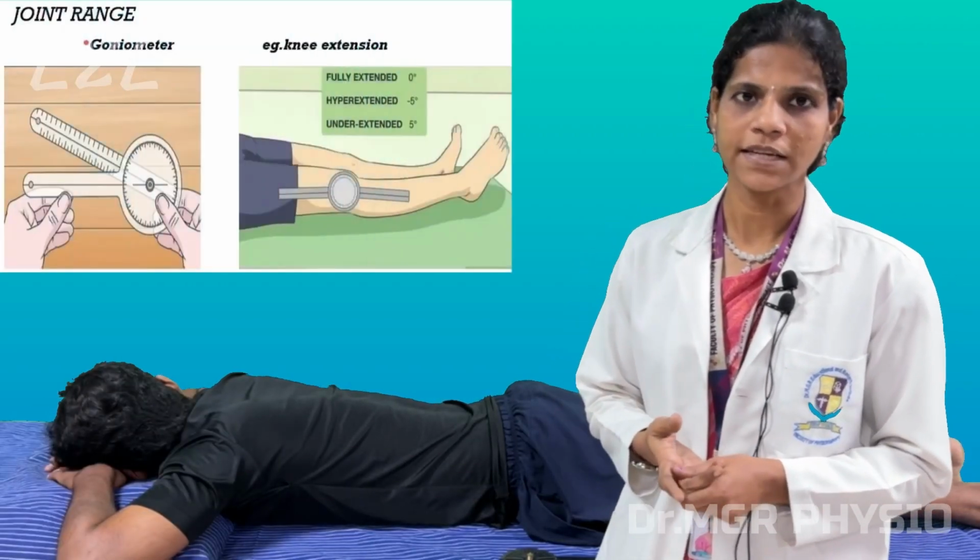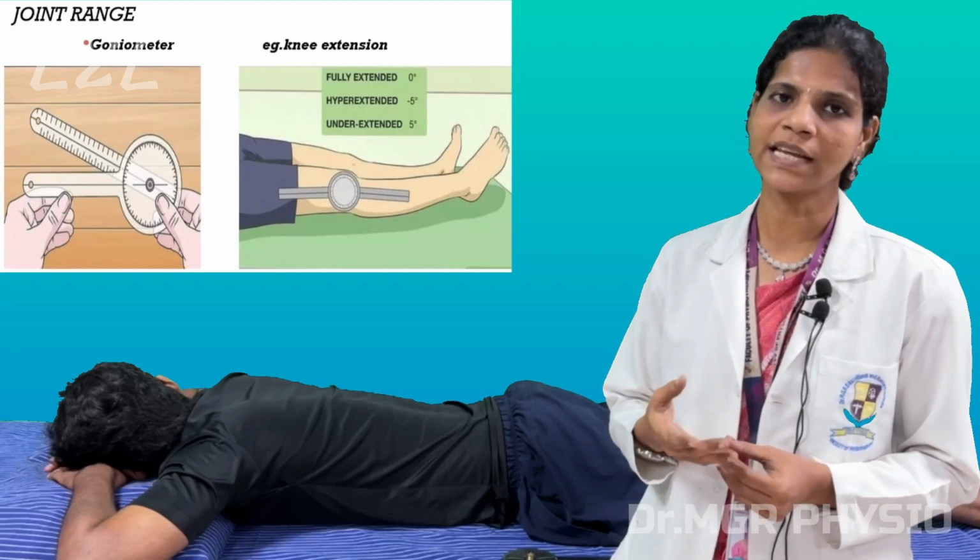So next is testing the joint range. How can joint range of movement be measured?